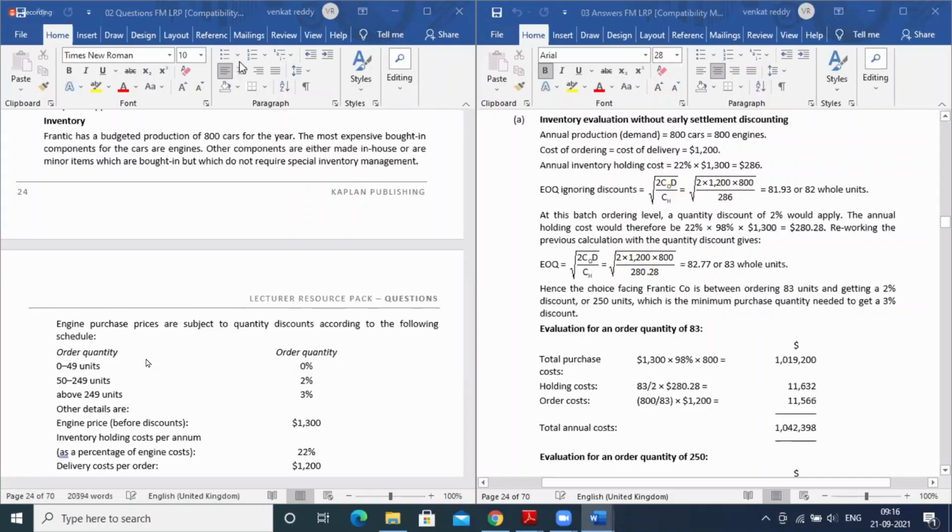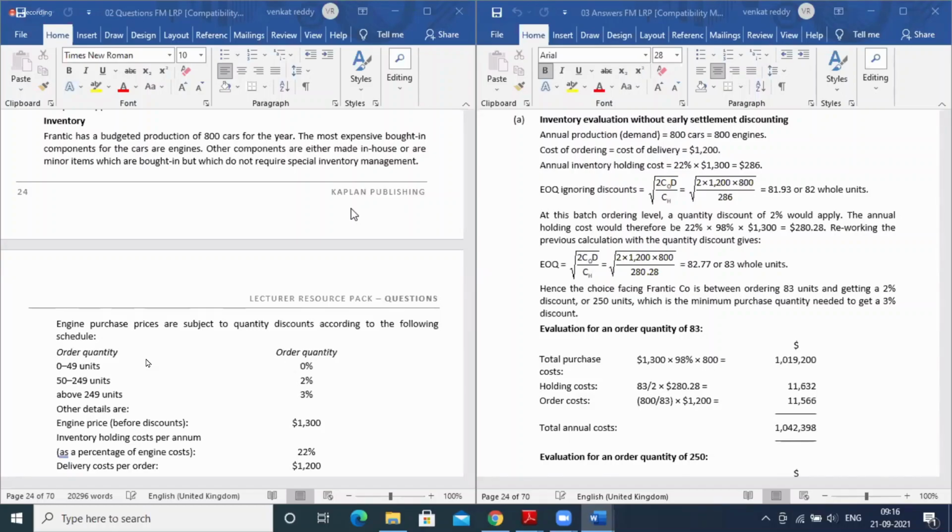Now, other components are either made in-house or minor items which are bought in but which do not require any special inventory management. Excluding the engines, other components are some manufactured within the organization, and some minor elements are bought in, and for those components, it is not required to have a specific inventory management because their cost is very less. But the most expensive material for this is engines.